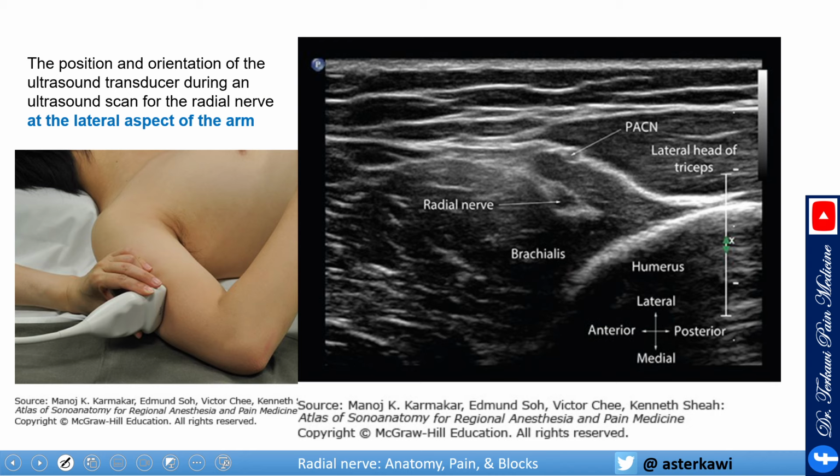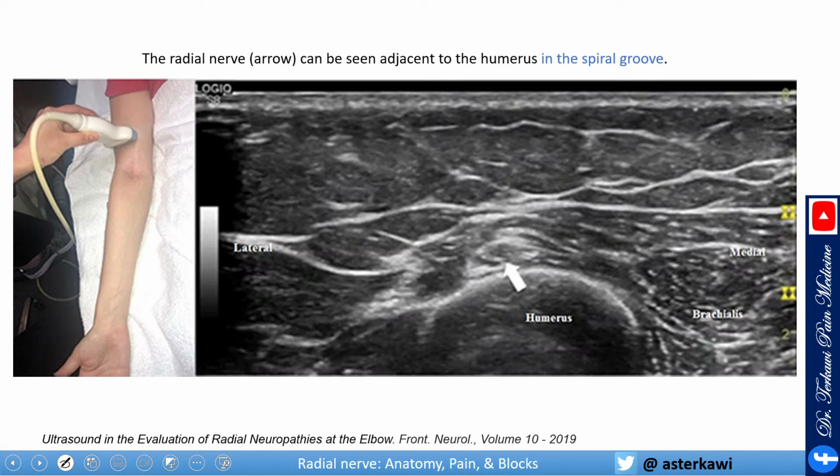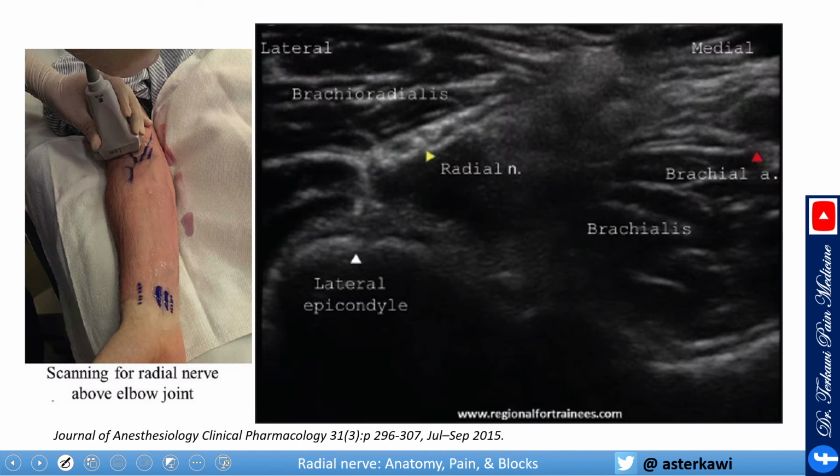So at this level here, the nerve is still between the brachialis and the lateral head of the triceps, but in this specific view, you can also see the posterior cutaneous nerve of the radial nerve. So now here, another picture, you see the nerve with the profunda in the spiral groove. Another picture, as I said, when it takes off at this level, and here, we are lower, as you see. So this is the distal arm.